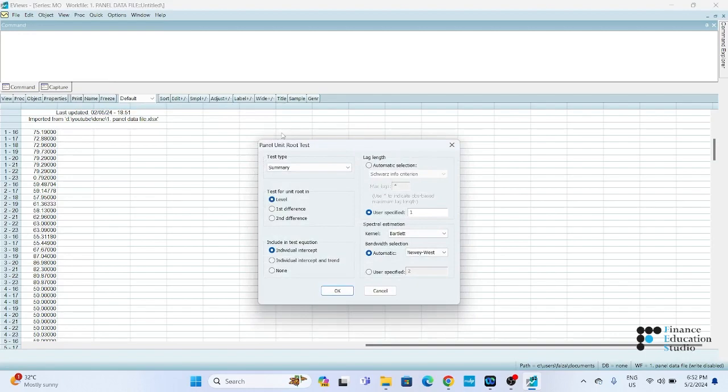Here in panel unit root test, we have various types of tests, like LLC test and some other tests like Fisher ADF. First we apply Levin-Lin-Chu test. Here we have test for unit root at level, at first difference as well as at second difference. Include in the test equation we have three options: individual intercept, individual intercept and trend, and none. So first LLC test, then you need to click on OK.